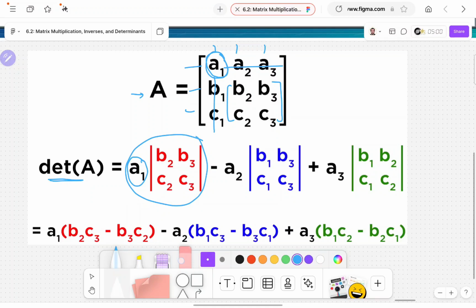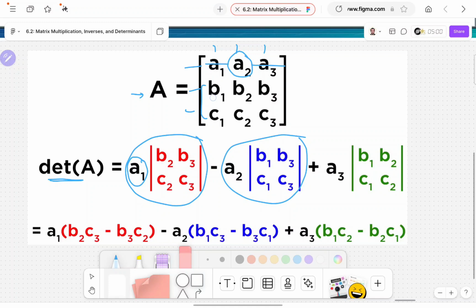Now the second part. Let's erase this. We take the second element, and we remove everything on the right and on the left, and everything in the same column. So the new 2 by 2 matrix will be B1, B3, C1, and C3. This is my new matrix.